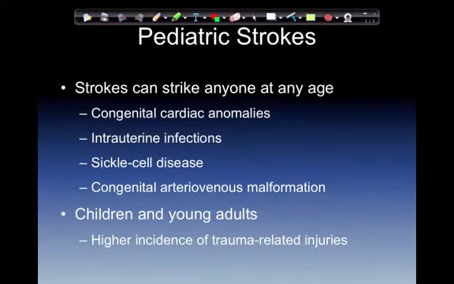Pediatric strokes. Strokes can strike anyone at any age. Causes include congenital cardiac abnormalities, intrauterine infections, sickle cell disease, and congenital arteriovenous malformations. In children and young adults, there is a higher incidence of trauma-related injuries. So in children and young adults, the primary cause of the strokes, or the head bleeds, or the hemorrhagic strokes, is generally trauma-related injuries.